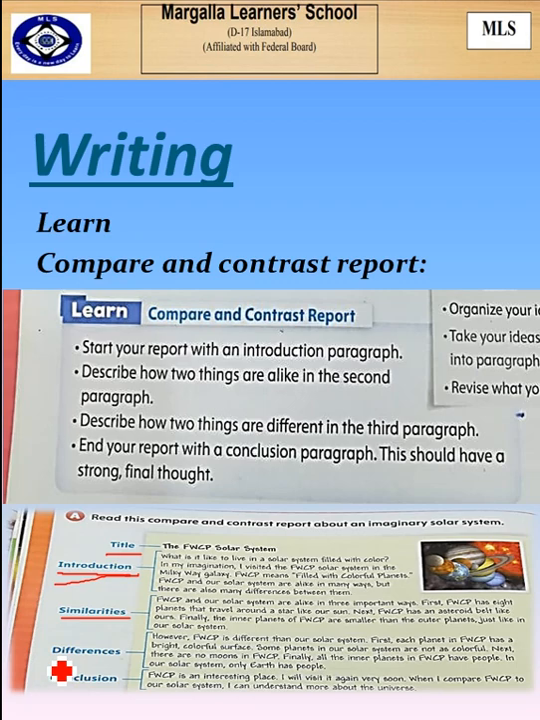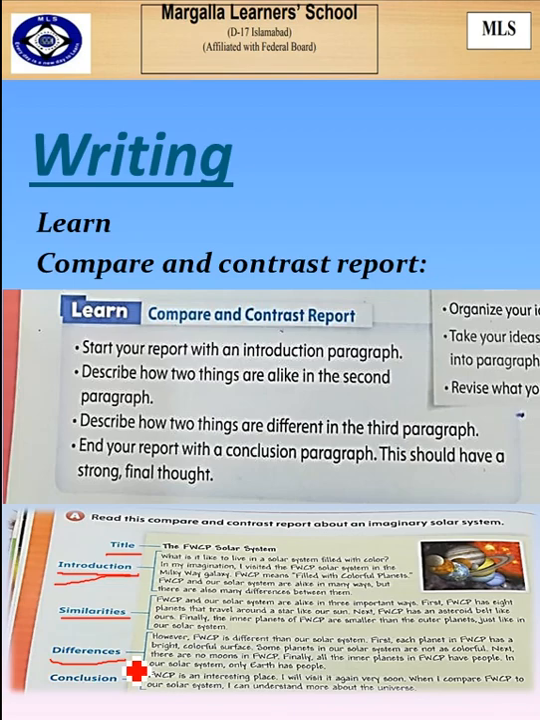Then, describe how two things are different in the third paragraph. The differences you're going to write down in the third paragraph: how two things are different from one another. You're going to make a contrast among two things.